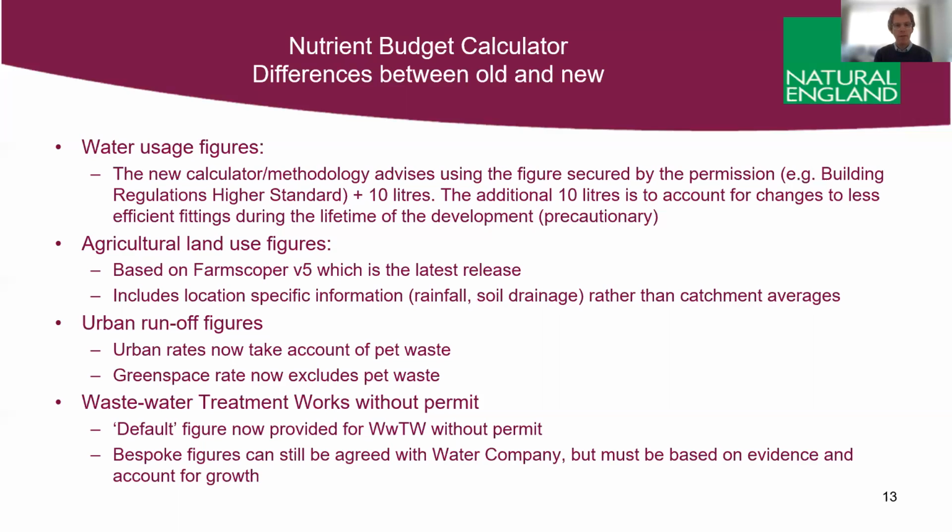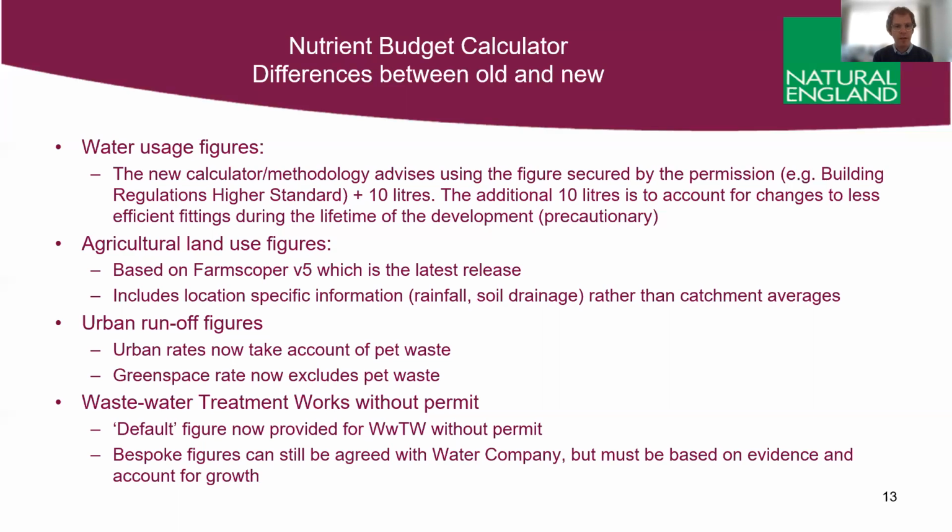The evidence that Natural England looked at and the information that Natural England reviewed prior to developing this latest approach was that rainfall and soil drainage can have as significant an impact as the farm type on the actual nutrient export. So we decided it was important that farm type, rainfall and soil drainage were all considerations at a site level to ensure that accurate information was coming out of the calculator.